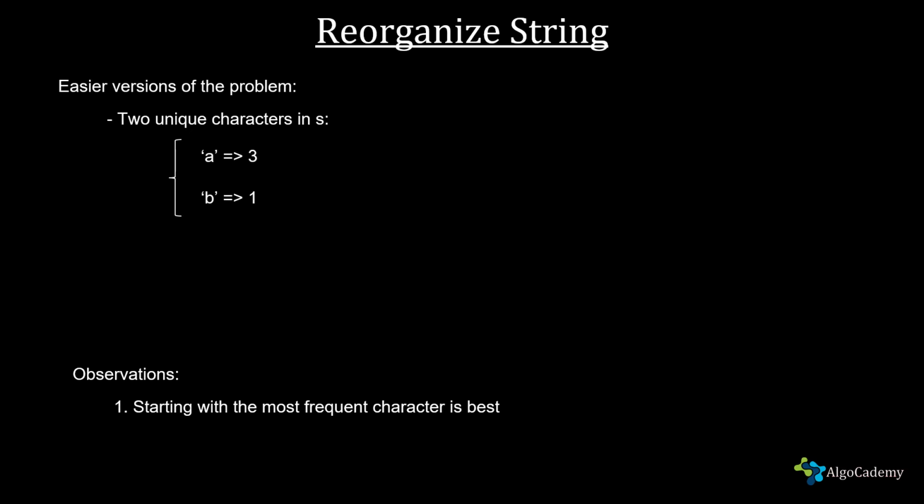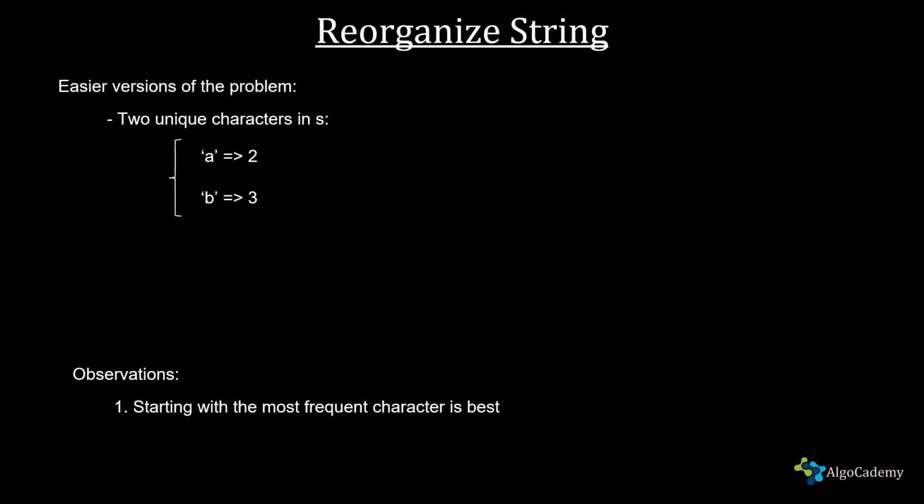If A is 3 and B is 1, is it best to start with A? Let's see. If we start with A, then we need a B, and then we are left with 2 A's. So this solution is not valid. But if we start with a B, then we will need 3 A's at the end, which is also not a valid solution. But you can argue that it's even worse than the first one. So our assumption holds true. There is no valid solution for this example, but starting with an A is actually best.